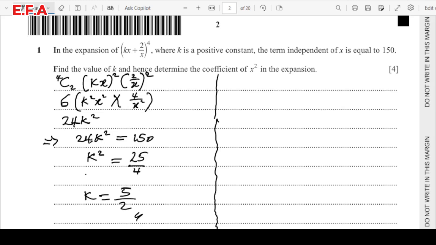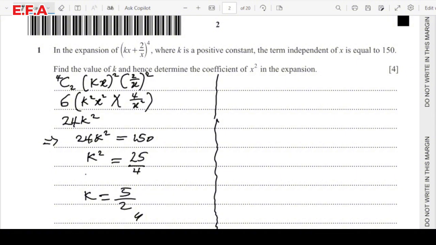Moving on to the second question, which says determine the coefficient of x squared. Looking at the expansion closely, the only situation where we can have x squared is when the first term is raised to the power of 3 and the second term is raised to the power of 1, so that the x terms cancel partly and we're left with x squared.